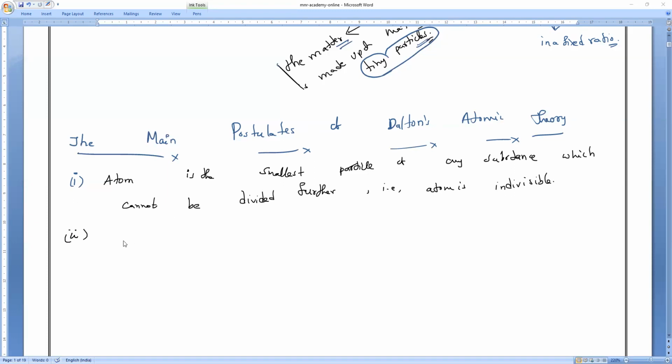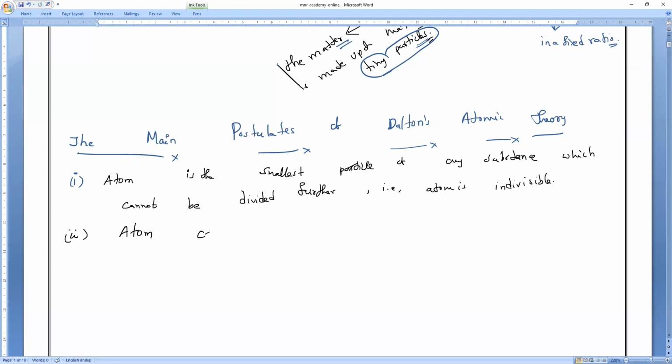Atoms can neither be created nor destroyed. That is conservation of mass. What is conservation of mass? Anybody can tell? Mass is neither created nor destroyed. That's all. Here, instead, energy is changed. Energy changes. But here, instead of matter, he put atom.